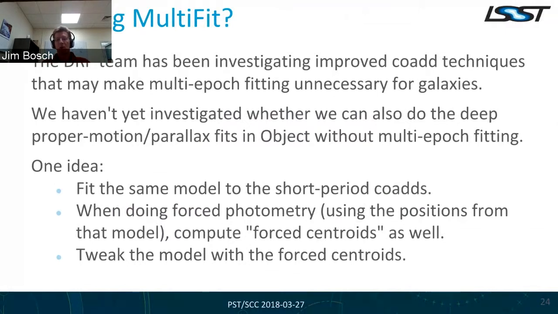And the premise is that the short period coadds will get us close enough to where any updates to the model are in the linear, take-one-Newton-step kind of regime, and the forced centroids will be enough to get us the rest of the way there. I'm particularly worried about whether this works in the case of objects with very high parallaxes, of which there will not be too many, but we certainly don't want to miss out on them.